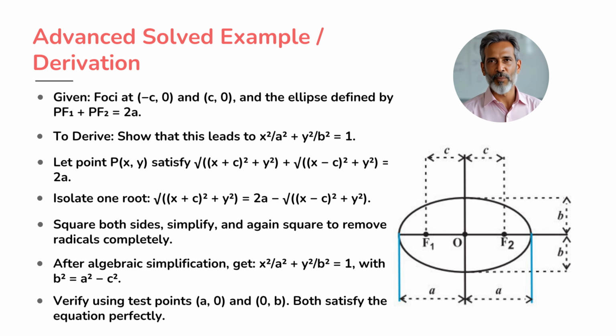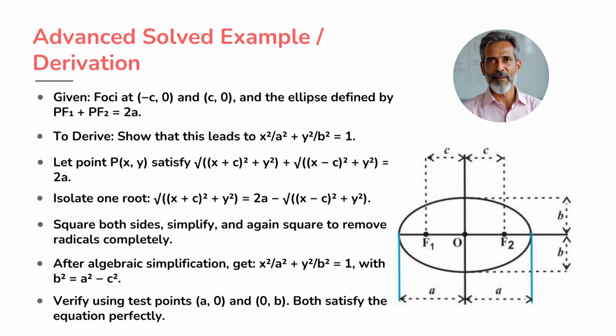Now let's quickly see how we can derive the standard ellipse equation directly from the focal definition. Start again with the rule: PF1 plus PF2 equals 2a. That means square root of (x plus c) squared plus y squared, plus square root of (x minus c) squared plus y squared, equals 2a. Isolate one of the square roots, square both sides, simplify, and square again to eliminate all radicals. After all the algebraic dust settles, you'll finally arrive at x squared by a squared plus y squared by b squared equals 1, where b squared equals a squared minus c squared.